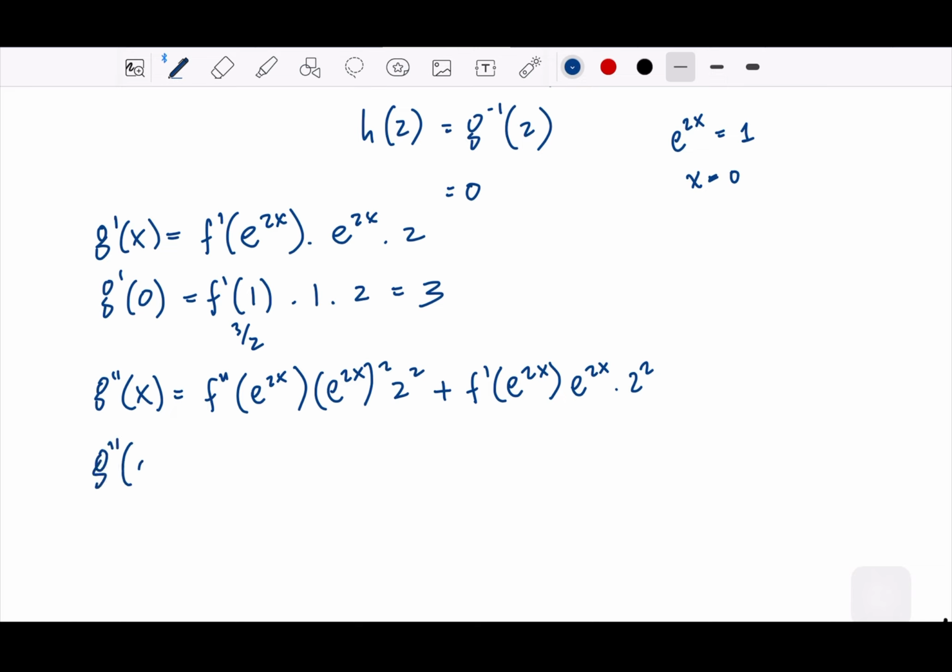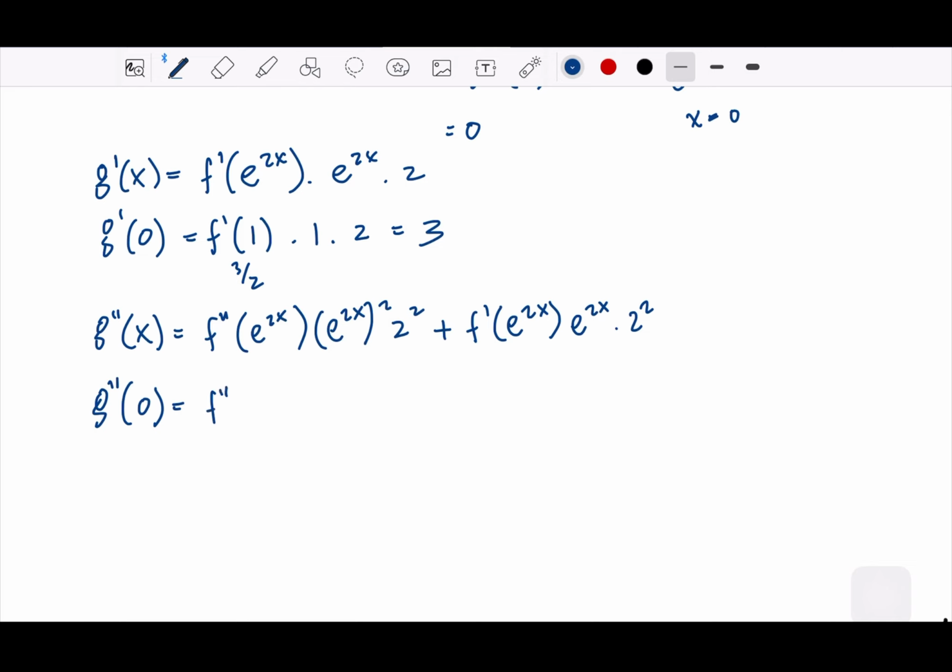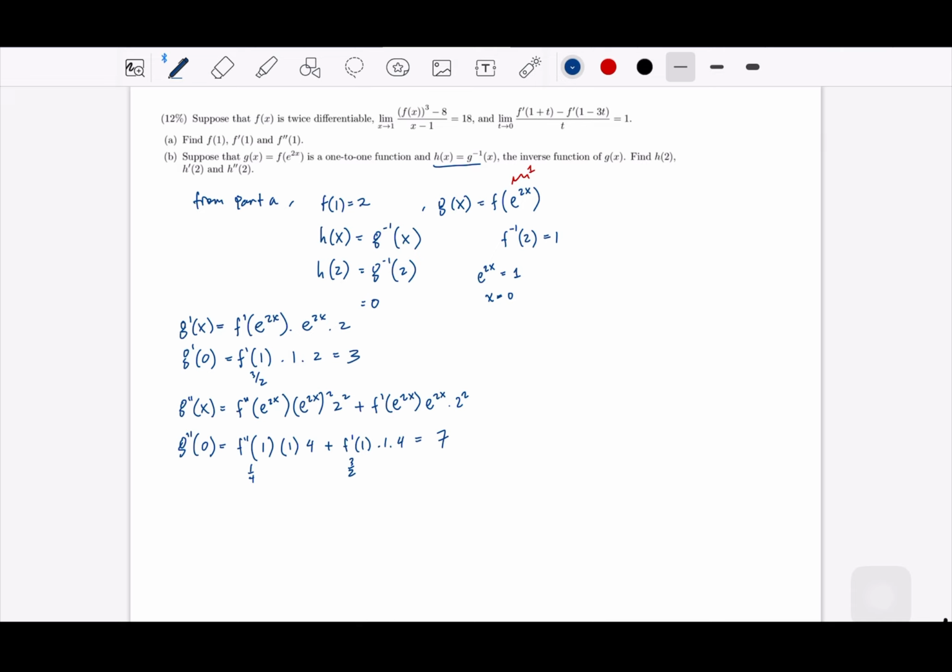So when x is 0, this will be 1 times 4, plus f'(1) times 4, so 3/2. This will be 1/4. So 1 plus 6, it's 7. Okay. And then what else? Okay, we have all the g. The objective is to find this h(2), h'(2), and h''(2).